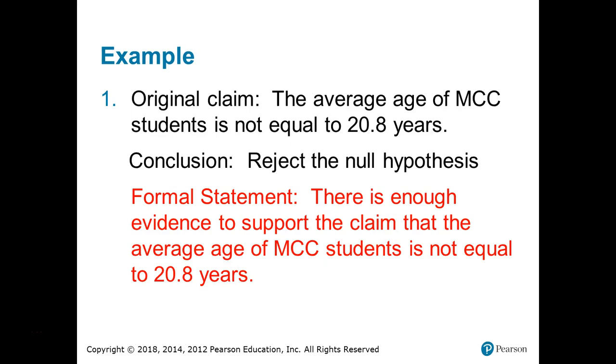The original claim, here's some examples. The average age of an MCC student is not equal to 20.8. And our conclusion was, okay, we are going to reject the null hypothesis. So the formal statement would be, there is enough evidence to support the claim that the average age of MCC students is not equal to 20.8.